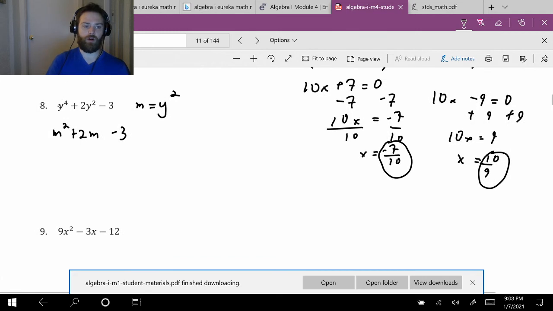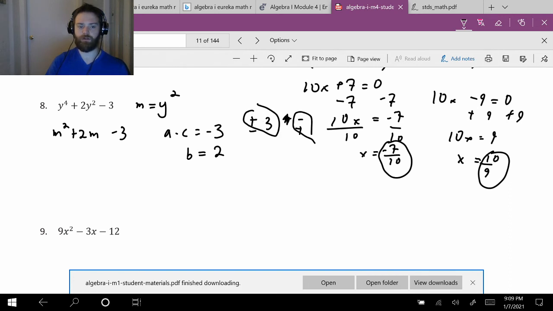So what was hard before is now easy, right? If this is y squared and this is y to the fourth, then that's a quadratic that's hidden. I can let it equal m or j or whatever I want to, and then factor it. So a times c is equal to -3. B is equal to 2. So I'm looking for factors of 3, which are pretty easy. Plus minus 3, plus minus, or minus plus 1. I'm looking for the positive version. So look at that. It's right there. Plus 3 minus 1 is positive 2. That was hidden. That was bad.